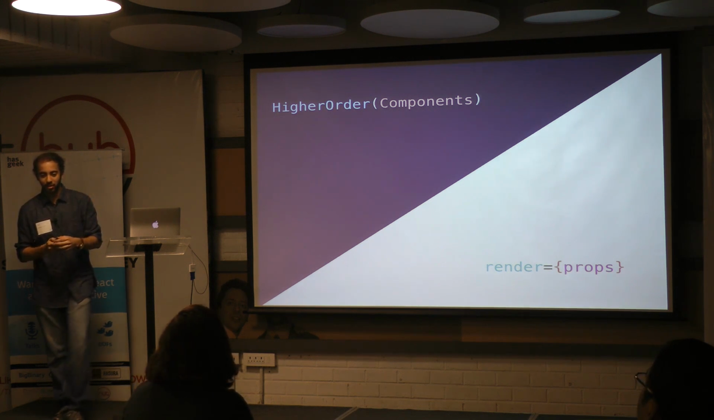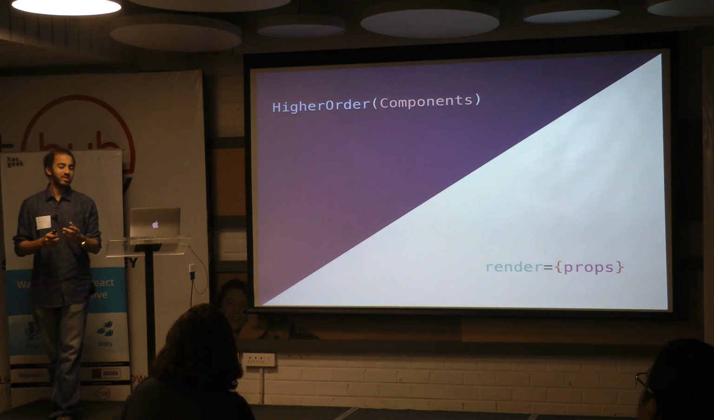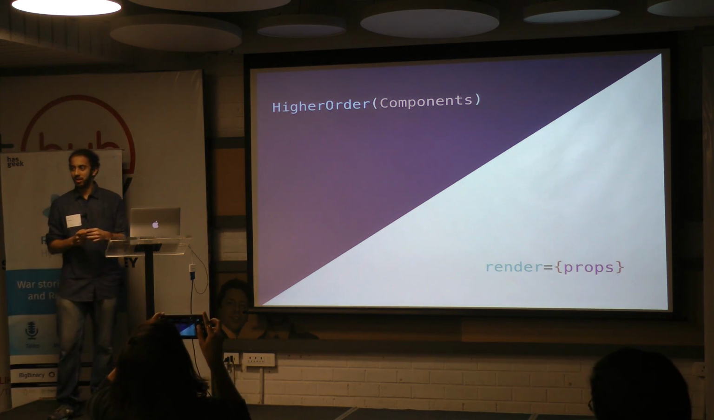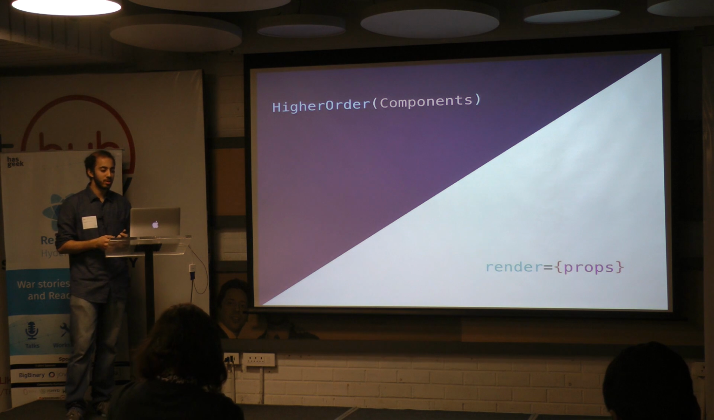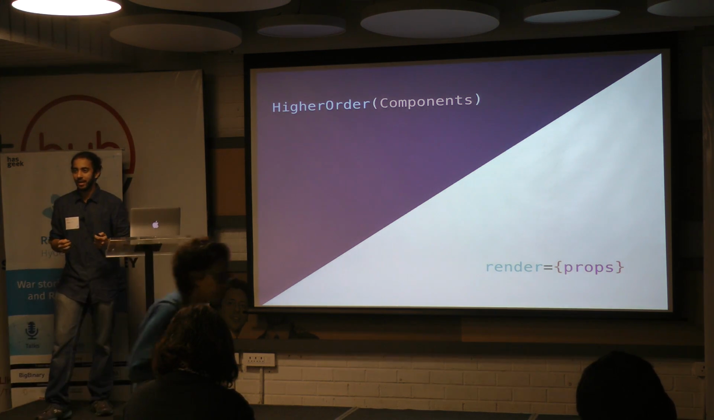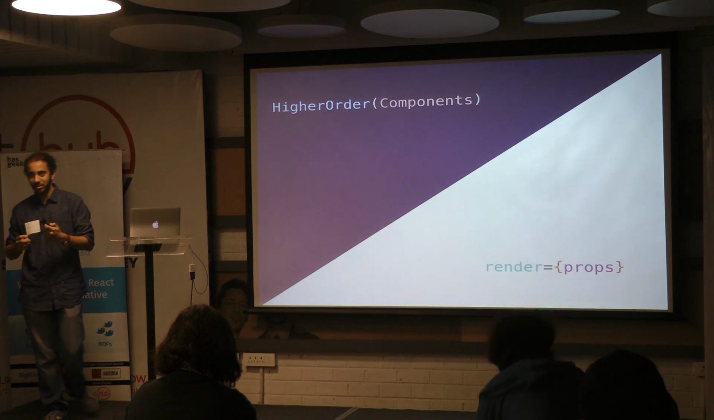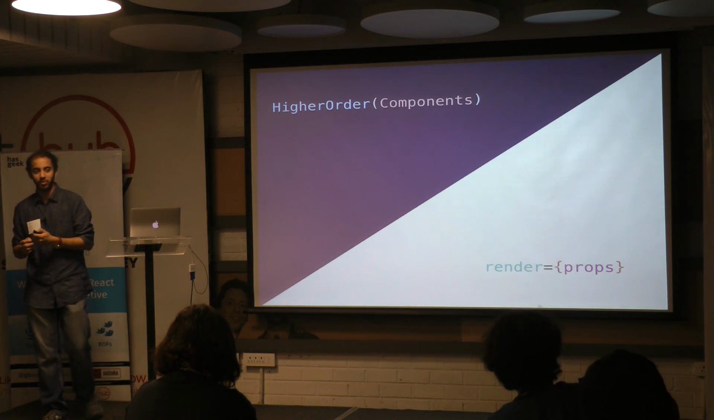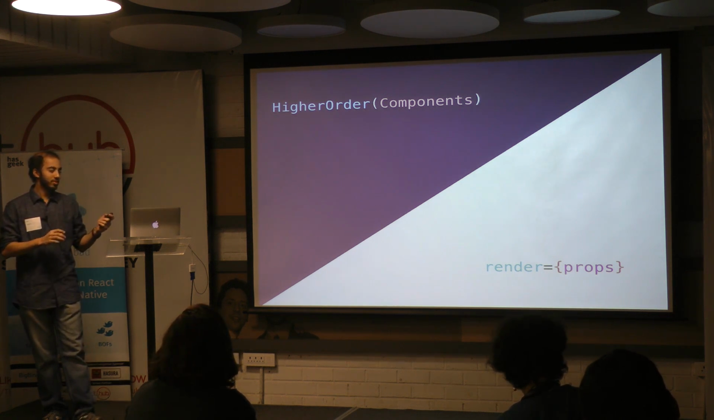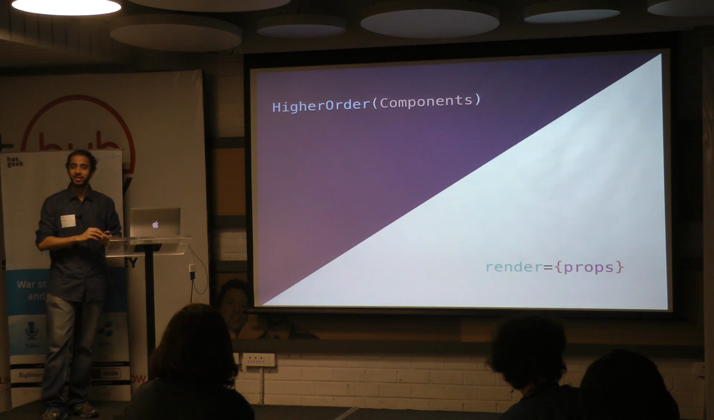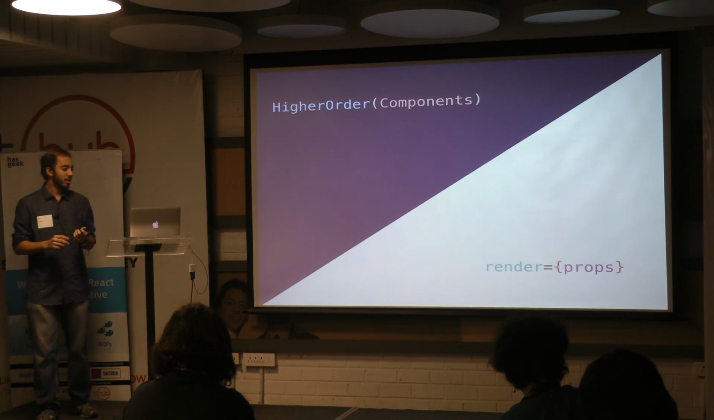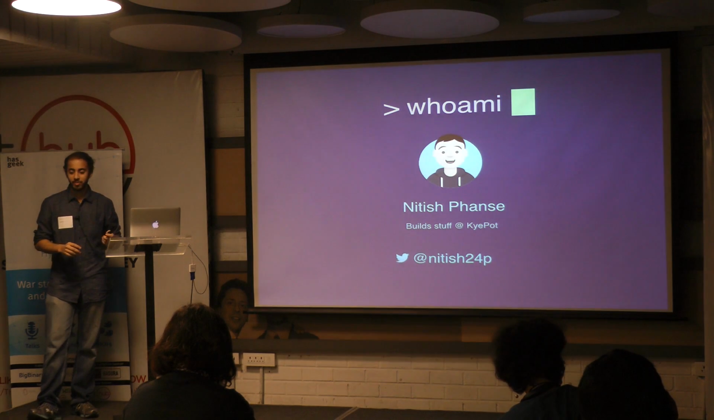So my talk is primarily around two design patterns for how you write reusable code. It's on higher order components and render props. Both of these, so higher order components have been there for a while, and render props is like the new kid on the block. It just recently came in, so it got added to the React docs I think in November. So a little bit about me.